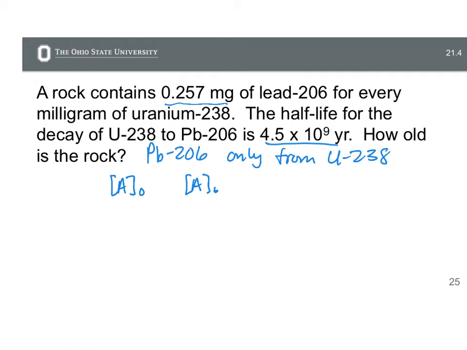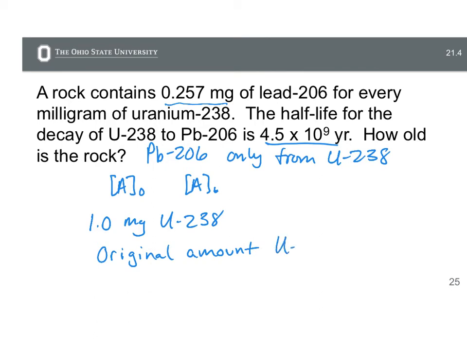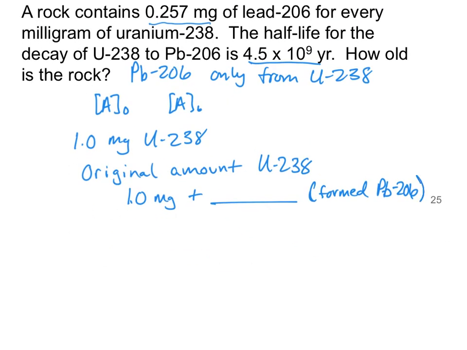Okay. The other thing, the way that this is worded, it's kind of hard to see where our masses might be. We're going to assume that the rock contains 1 milligram of uranium-238. And it says for every milligram of uranium-238, we've got 0.257 milligrams of lead, which means the original amount of uranium is going to be the 1 milligram plus some amount that has been transformed into the formed lead-206. So we need to figure out that amount.